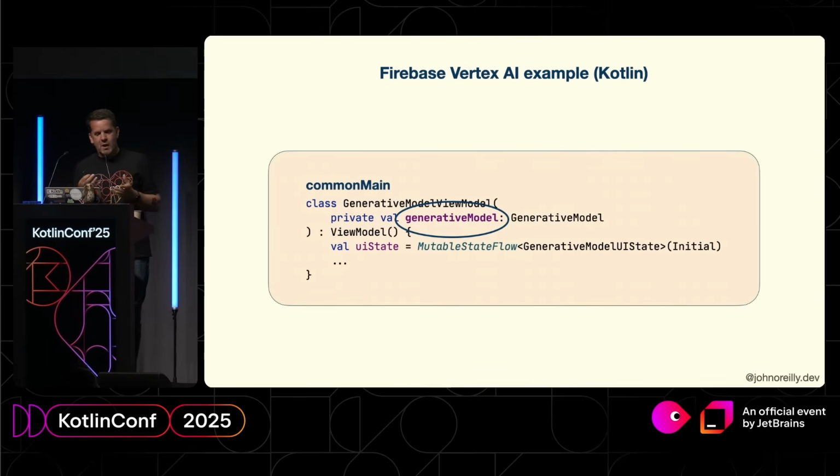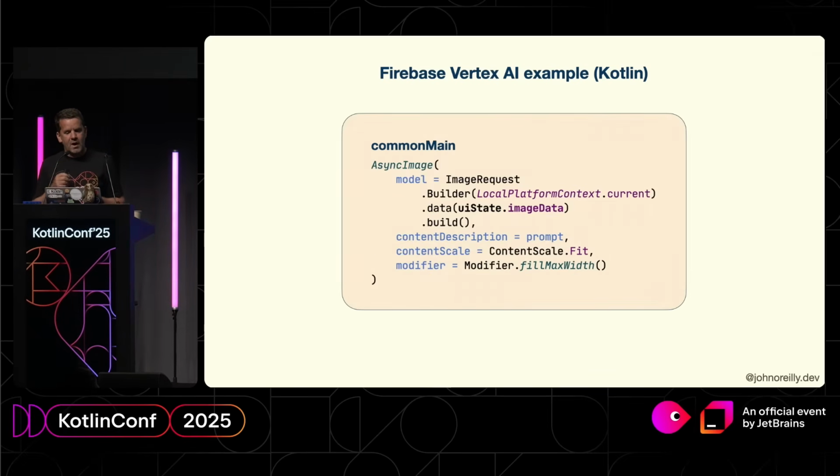And here we see that generative model instance getting injected into the view model in common main. Koin will inject the platform-specific instance of this, depending on the platform we're running on. And then showing Compose code using Coil to display the generated image. And again, this is in common code.